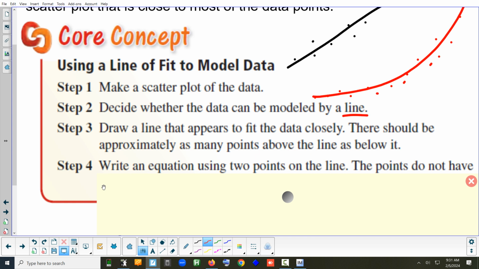Okay, and now step four is once we draw a line, we want to actually find the equation of it. What are the two things that you generally need to find when you write the equation of a line? You need to find the slope. And you need to find? The y-intercept, exactly. So that's what we're going to find.